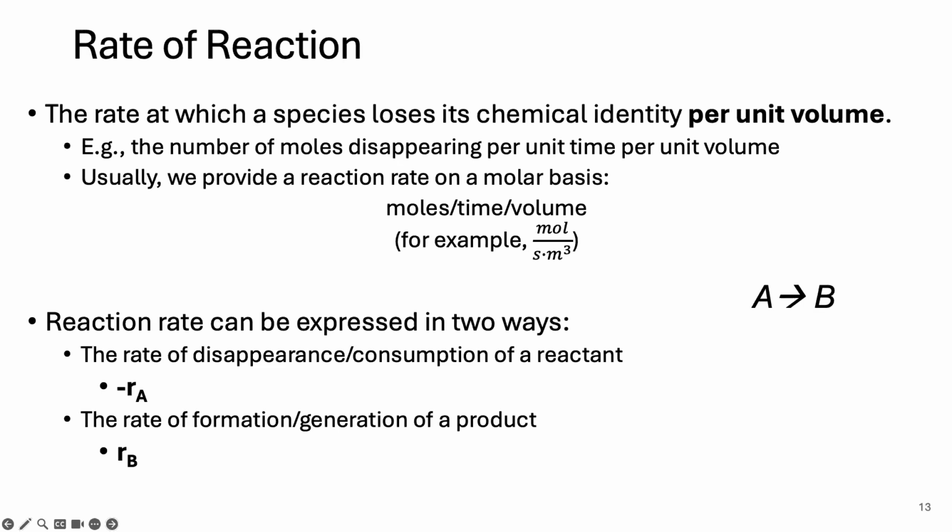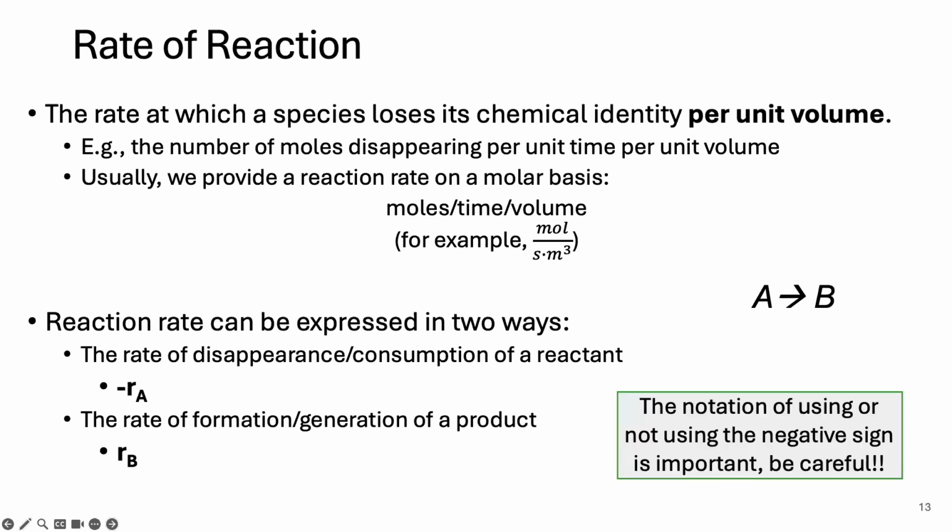So it could either be the rate of disappearance or consumption of a reactant. We'll denote that as negative r, in this case negative r_A, or the rate of generation or formation of our product, and that would be positive r, in this case positive r_B, for the reaction going from A to B. Now, the difference might seem subtle, but it is important to keep track of this negative sign, as that's going to help determine whether something is disappearing or appearing, forming, in our mass balances.